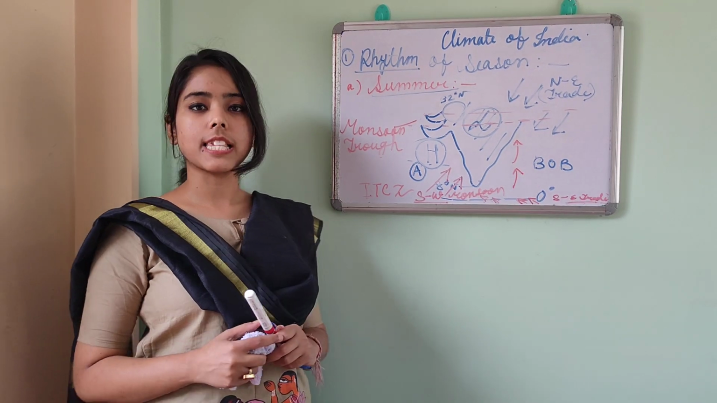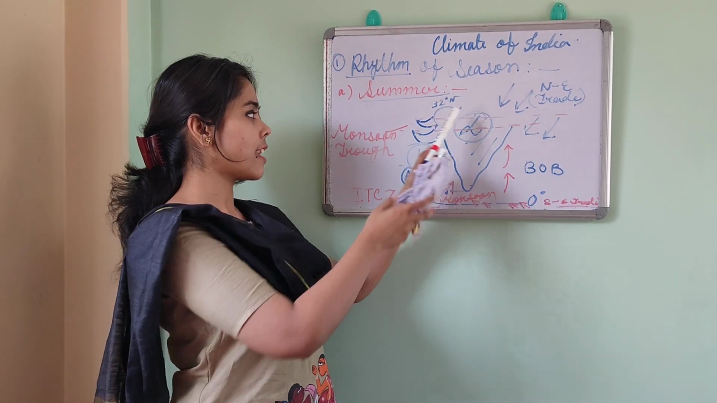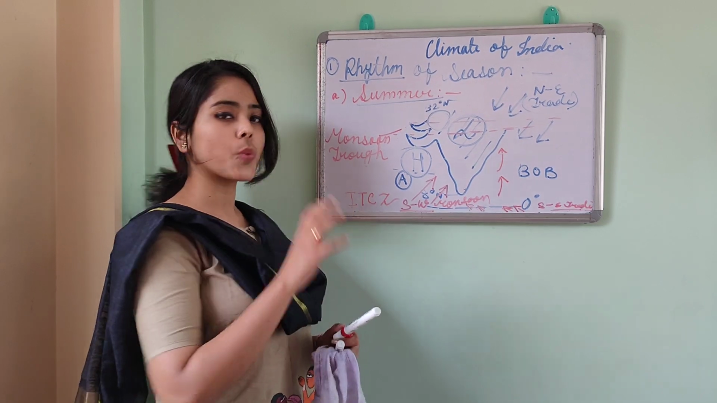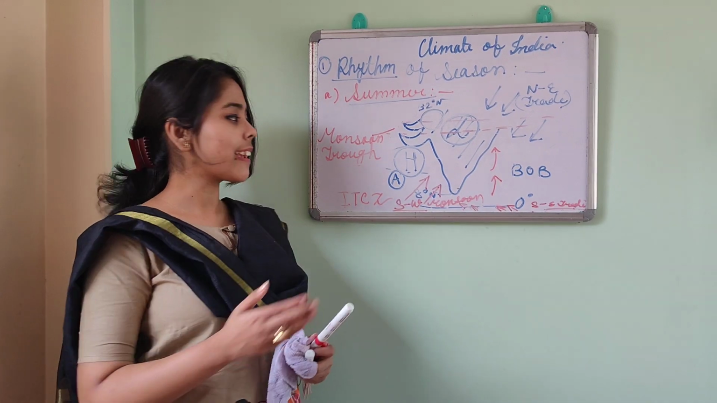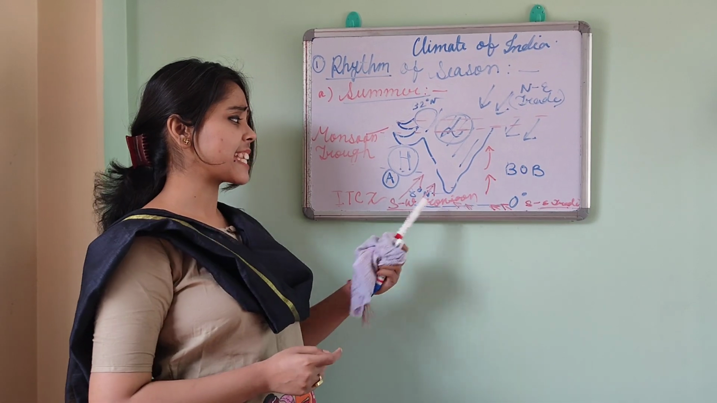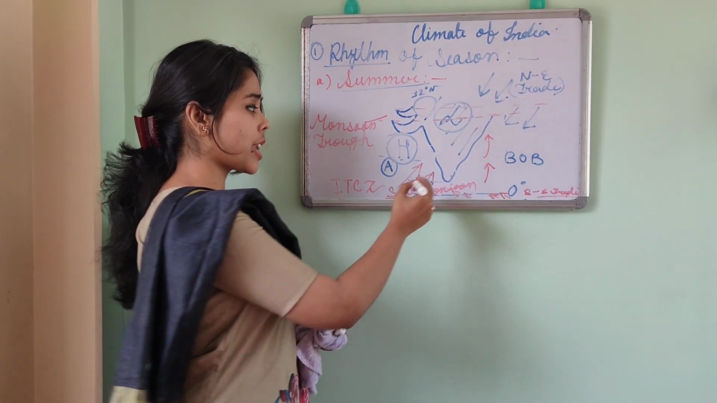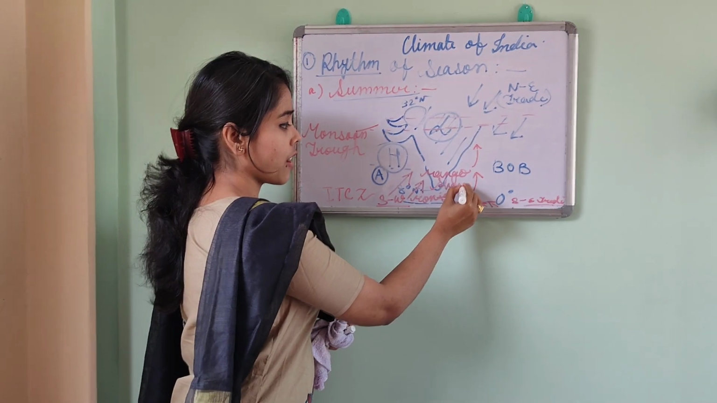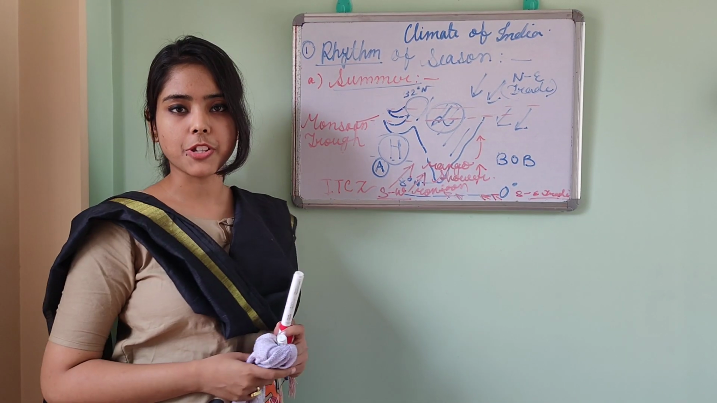Like in Assam, it is Bardoichila. In West Bengal, it is Kalbaishakhi. In Rajasthan and the adjoining areas, it is known as Loo. And these winds are also sometimes helpful for the growing of crops. Like in Kerala, it is known as monsoon shower. Why? Because it is helpful for the early ripening of mangoes. It is also known as mango shower here. So these are the basic features of the summer season.